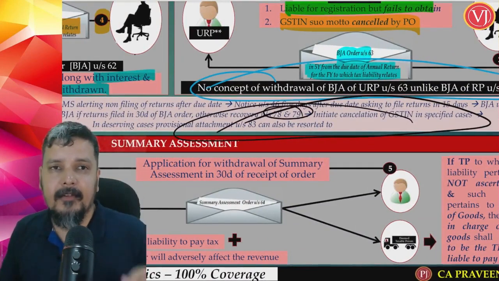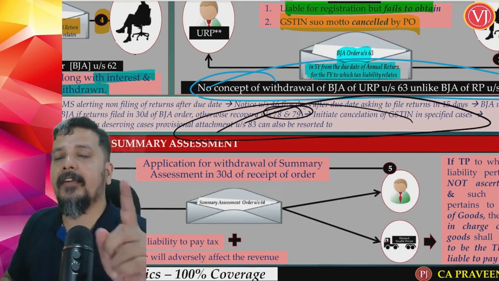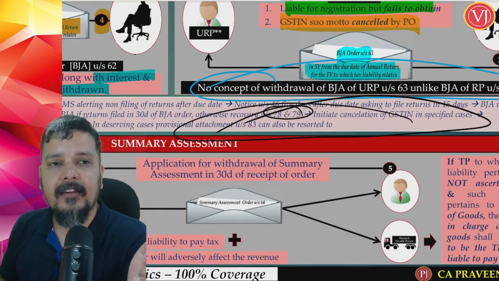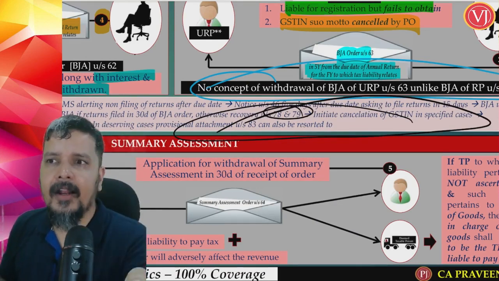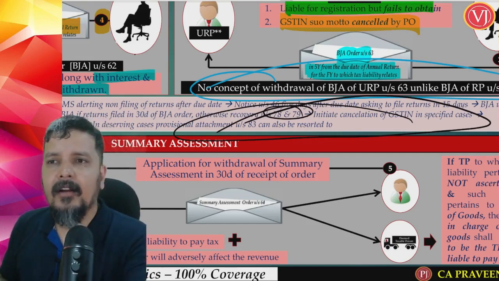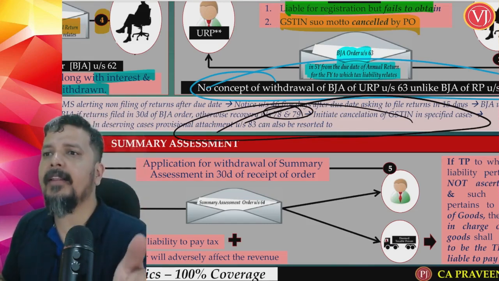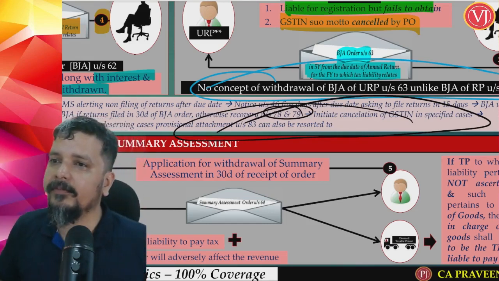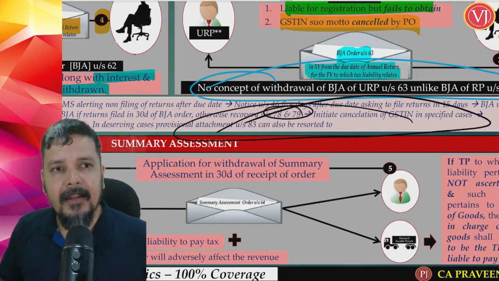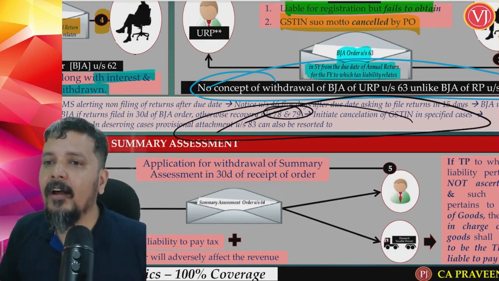By the way, one small catch here. When you talk about your best judgment and summary assessment, it is different from other audits and assessment. How is it different? What were the other assessments? Your self-assessment, scrutiny of returns and provisional assessment, final assessment. In all these cases, the follow-up action was a 73, 74 notice. But in best judgment assessment and summary assessment, finally it is the order.